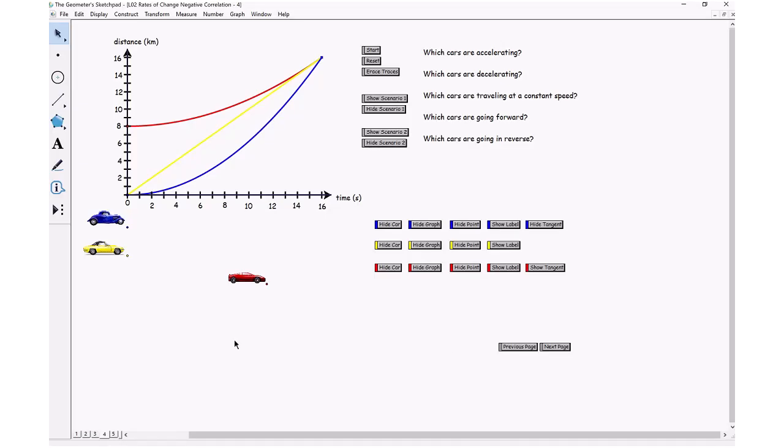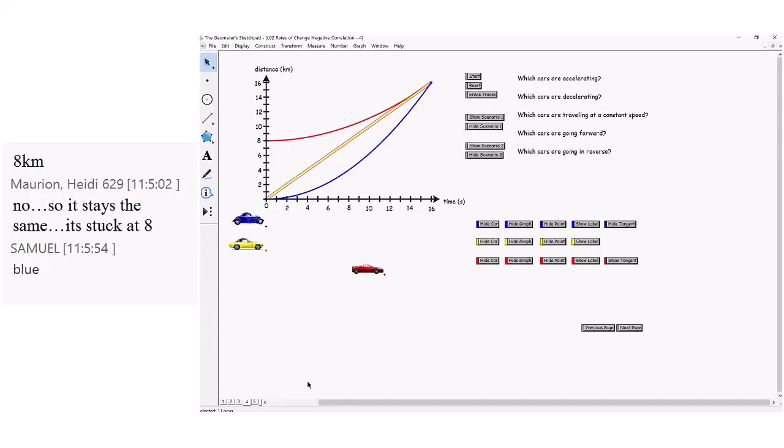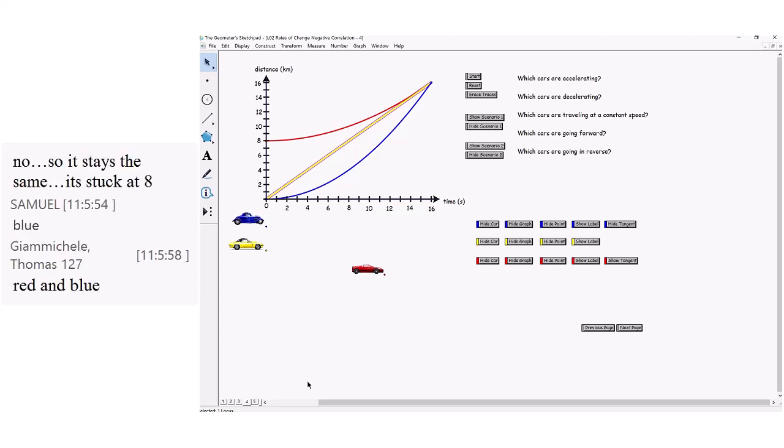Here is scenario 1. We're going to wait for it to pop up for you. So you need to decide this. Let's do the first question. You see how there's red, there is yellow, and there is blue. Which of those cars will be accelerating? Look at the shape of the curve. If a curve is getting more vertical, that would be acceleration.